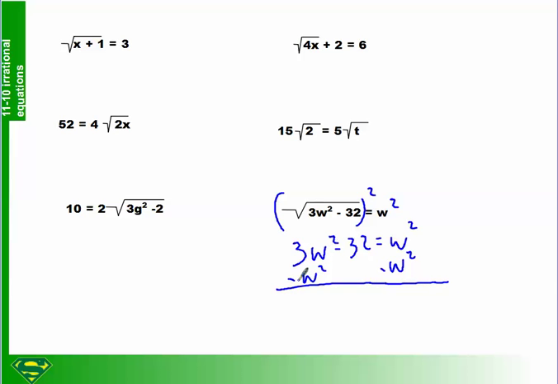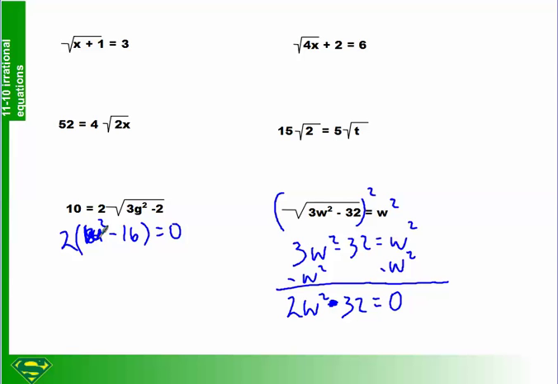So 3w squared minus w squared is 2w squared minus 32 is equal to 0. You can have a 0 there, that's okay. All right. So then, if I'm factoring, what's the first form of factoring that I look for? Greatest common monomial. So what goes into 2 and negative 32? 2. So we have 2 times w squared minus 16 is equal to 0. Oh my goodness, w squared minus 16, what is that?